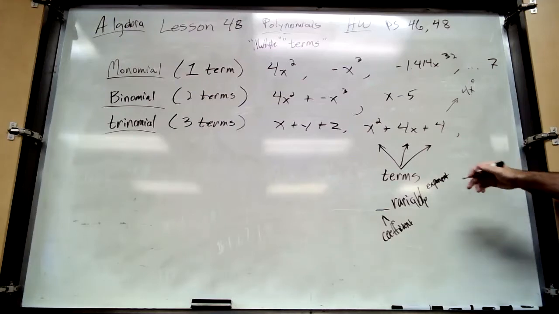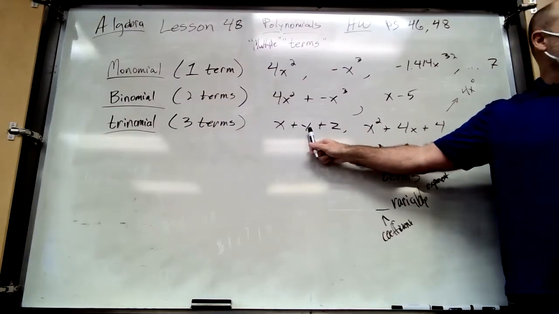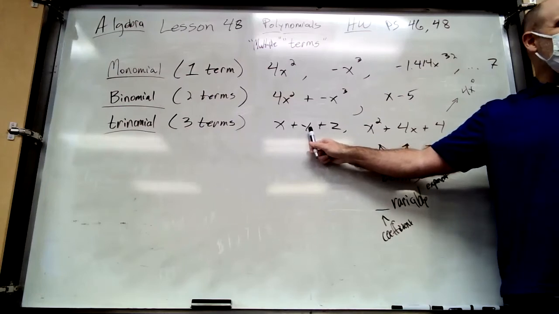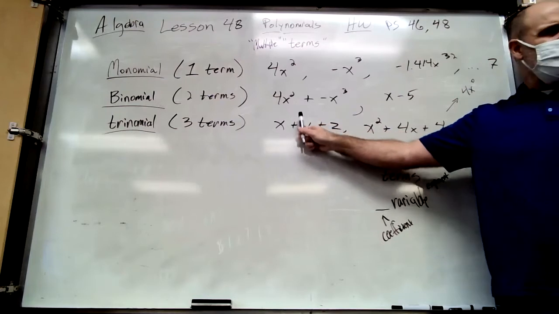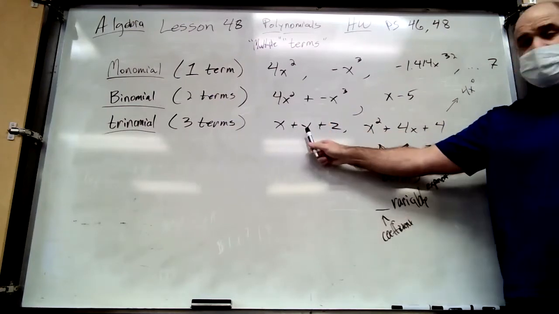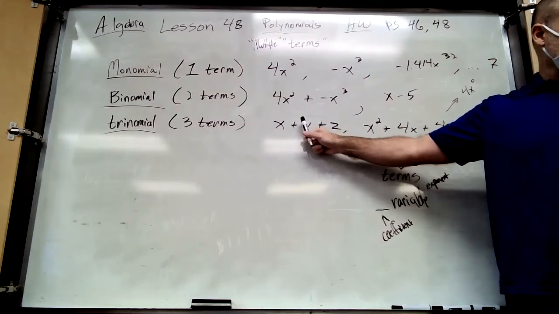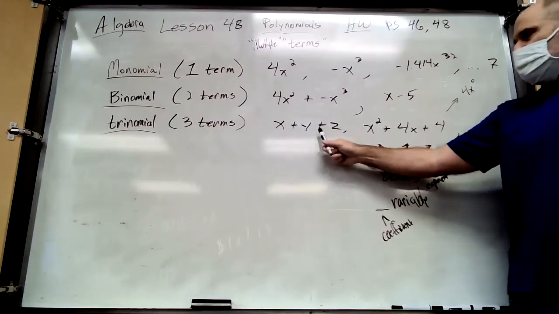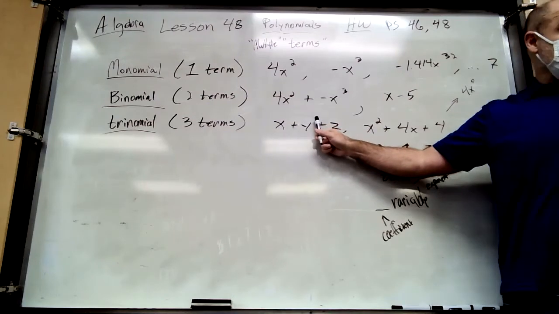Okay? Well, what about if I just had y? What's the coefficient of y? 1. There's no number in front of it. You said every term has a number in front of it. Well, if you don't see a number in front of it, it's 1. Okay? And then what's the exponent? Well, if you don't see an exponent, it's also 1. Okay?